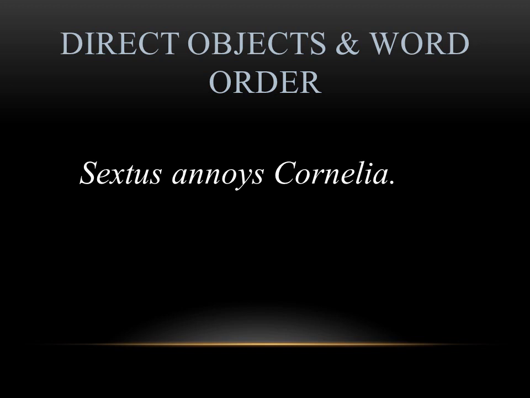So let's look at the word order of this sentence, because it's a really important idea in English and in Latin. So if we look at the English sentence, we have Sextus annoys Cornelia. We have our subject, which is Sextus. We have our verb, which is annoys. And we have our direct object, which is Cornelia. In English, we can tell this is the meaning of the sentence because there's a standard word order of subject, verb, direct object. It always works that way. The first person listed here is the subject, Sextus. The verb comes next, and it's always followed by a direct object.